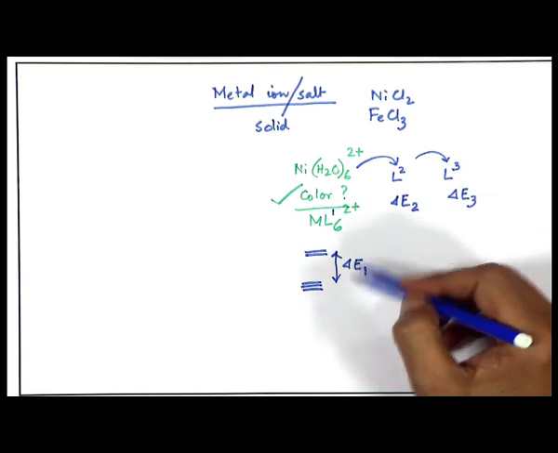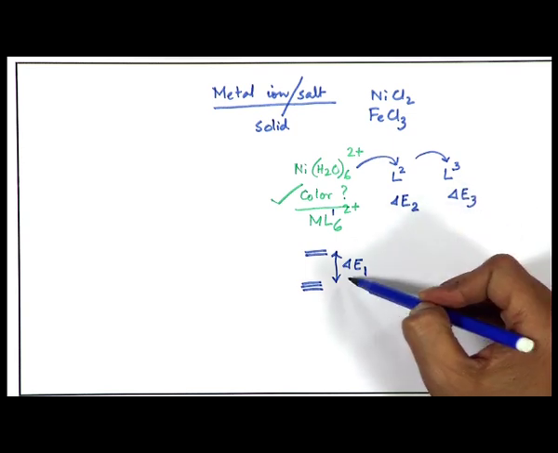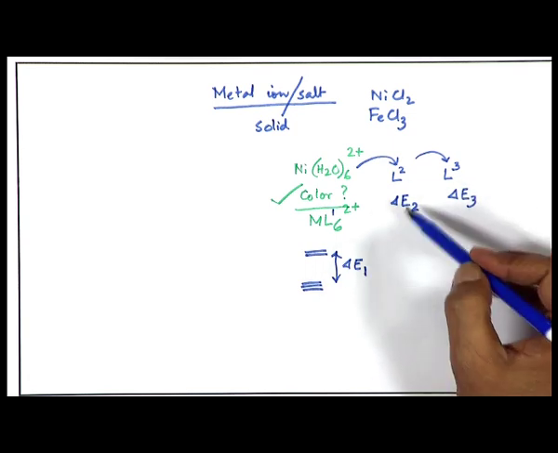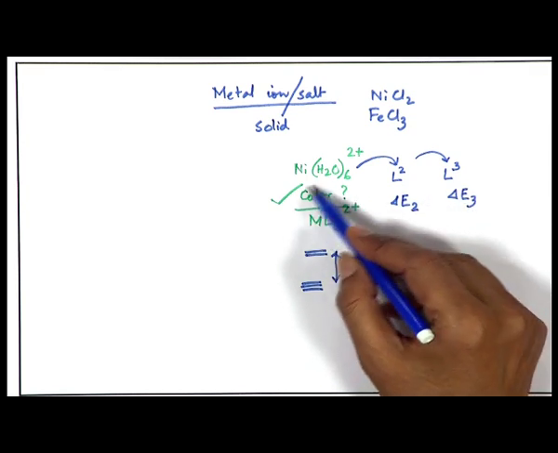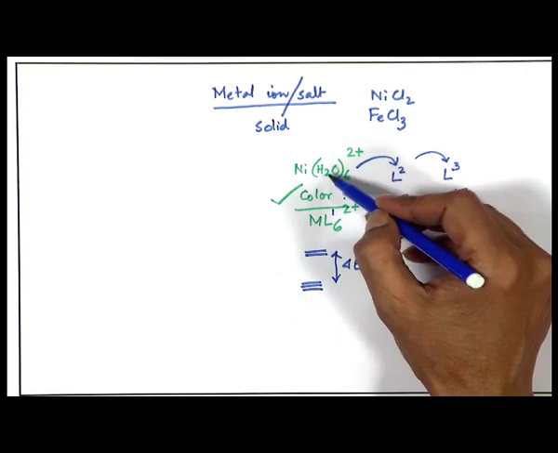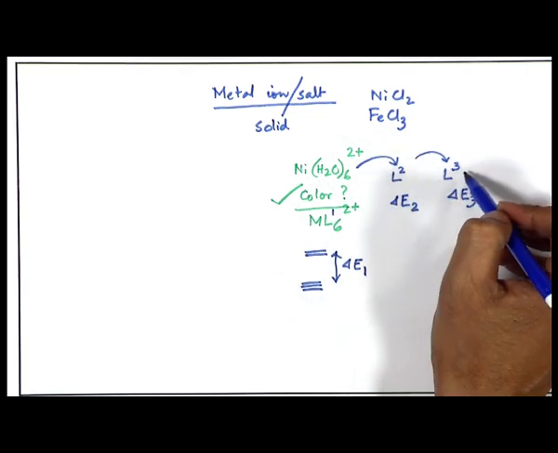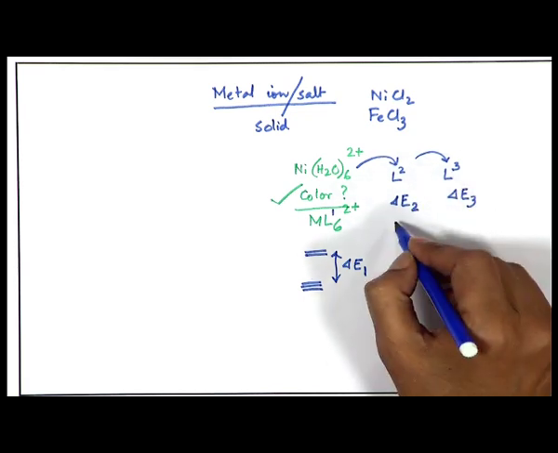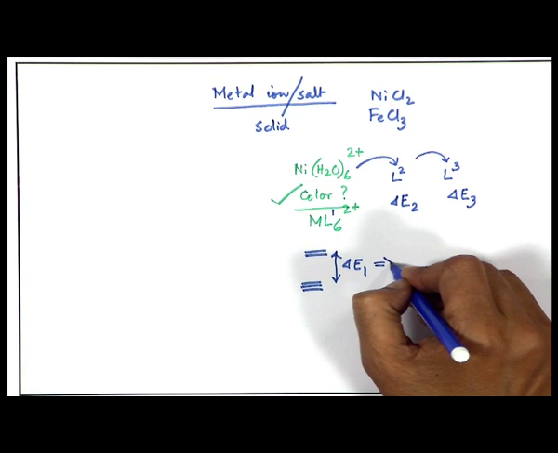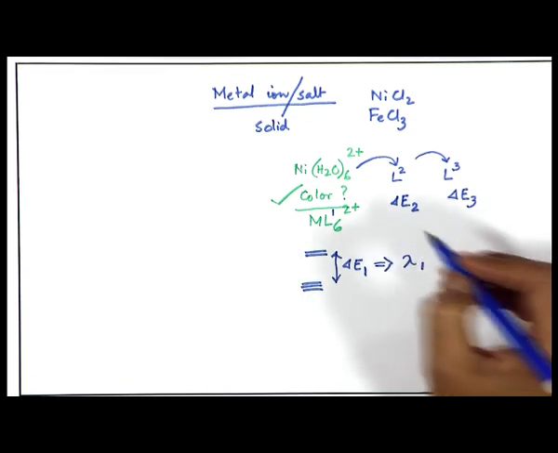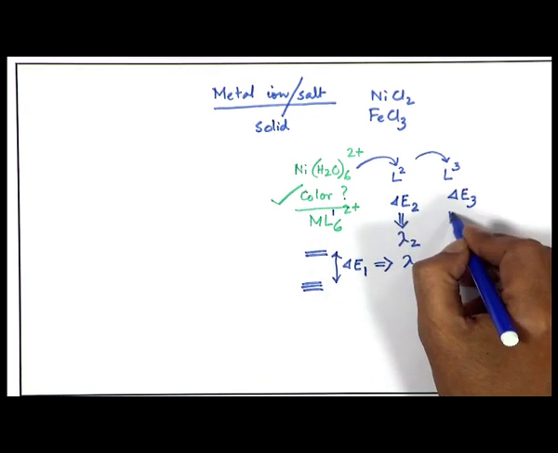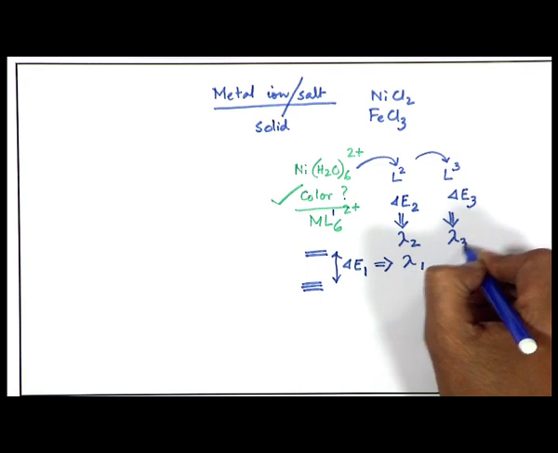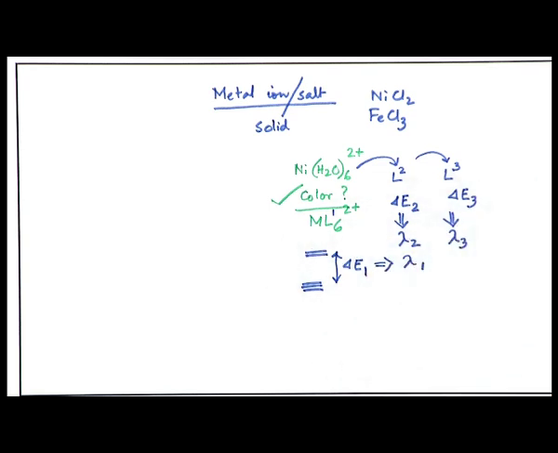So, we should always know the trend, depending upon this energy gap from delta E1 to delta E2 to delta E3, we can have the corresponding variation in all these colors as we move from one ligand to the other to the third one. These can definitely be correlated to the corresponding lambda values. So, this will give you lambda 1, this will give you lambda 2 and this will give you lambda 3, and obviously, the colors will change. So, the solution colors will be changing.